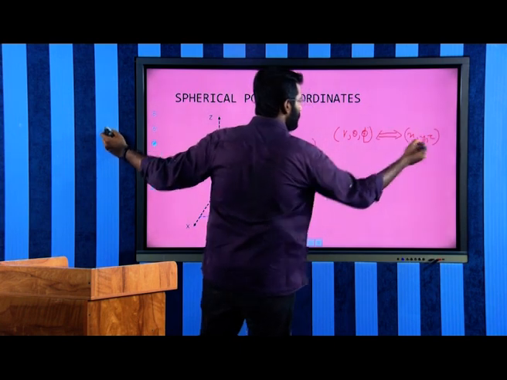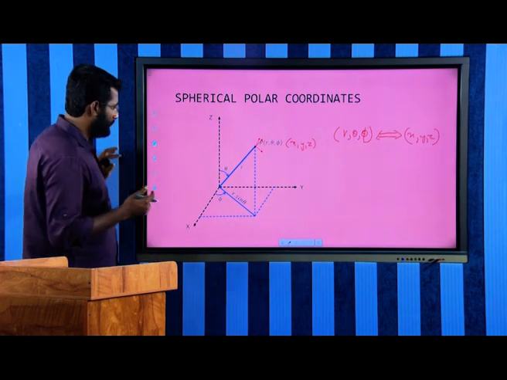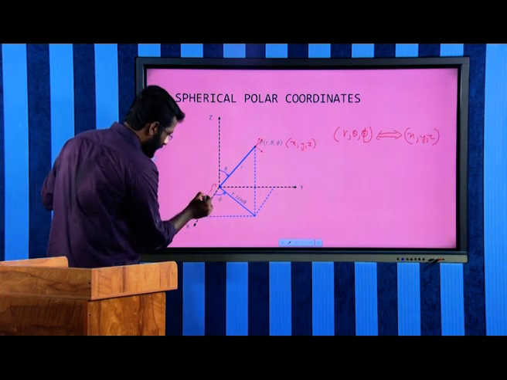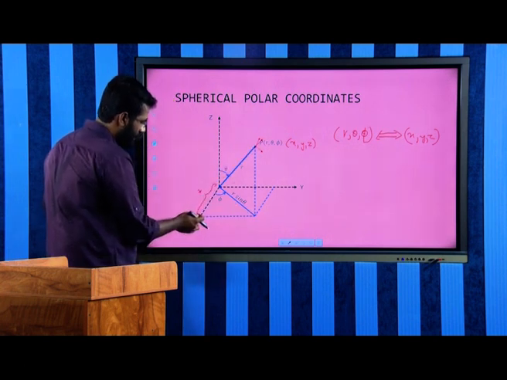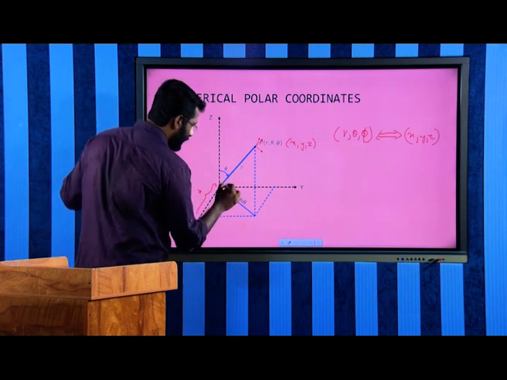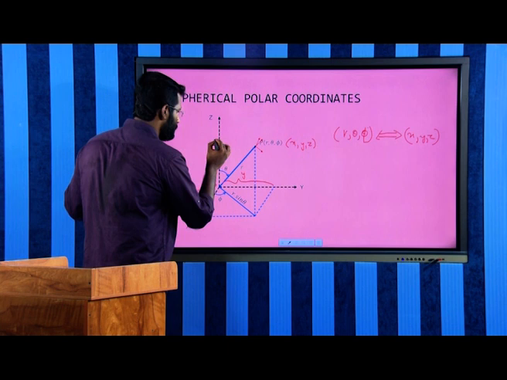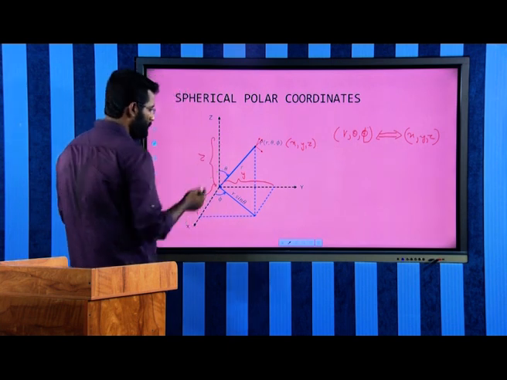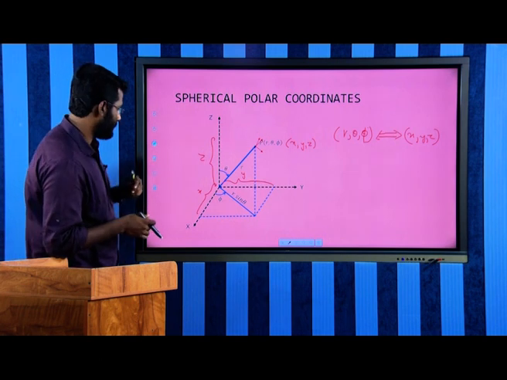So how do we convert in between? That is the question. Now the x coordinate is this, because this corresponds to the projection here, and this will be the x coordinate, this will be the y coordinate, and this will be the z coordinate. So now using geometry we can find each of them from this figure itself.